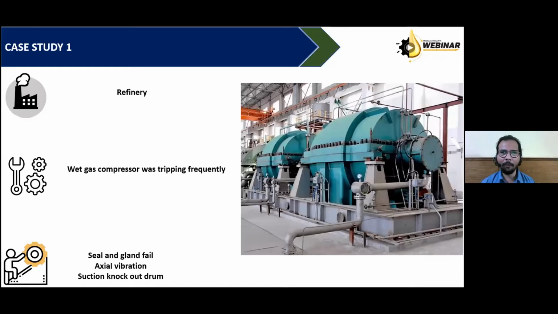The first one is from a refinery. We use wet gas compressors, and in this compressor, to improve the efficiency, we use water sprinkling, so that the compression ratio will be very high and the efficiency of the compressor will go up.